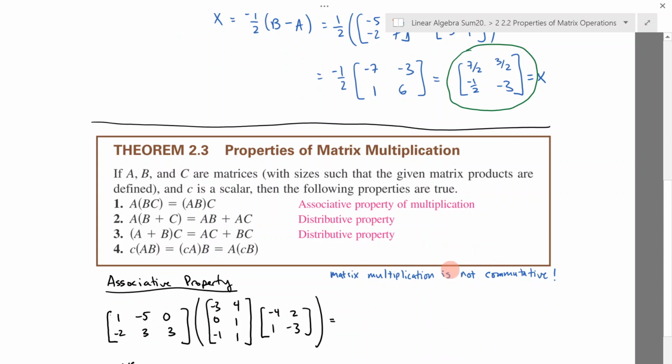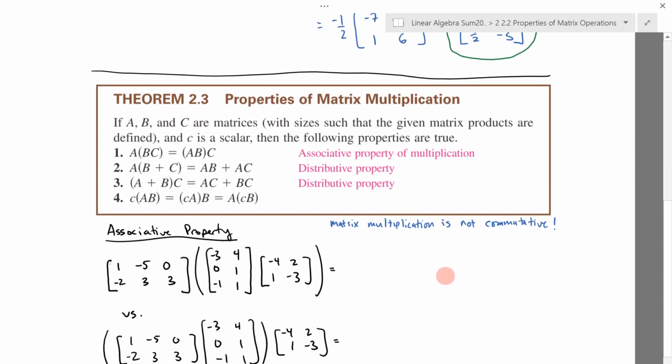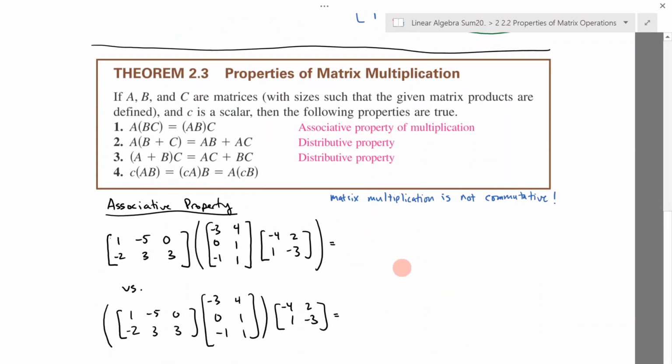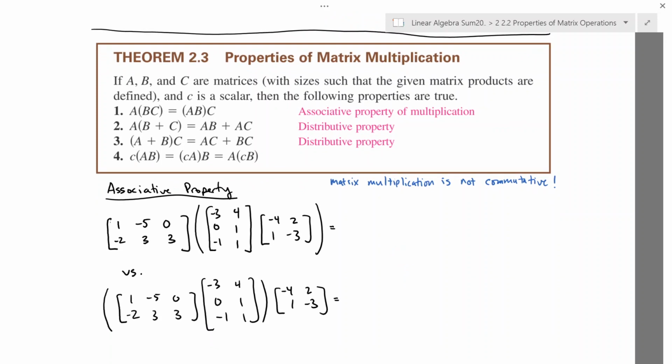So, we'll see in a second an example where it's not commutative. But before we do that, let's take a look at the associative property. Right, so again, it says that when multiplying 2 or more matrices, they don't all have to be the same size. They don't all have to be square matrices. They can be differing sizes as long as the rule where the columns and rows match up.